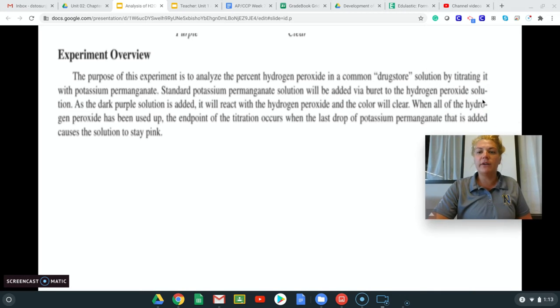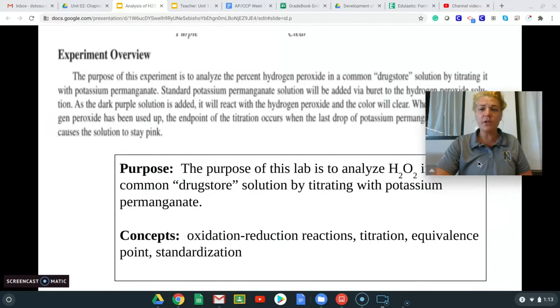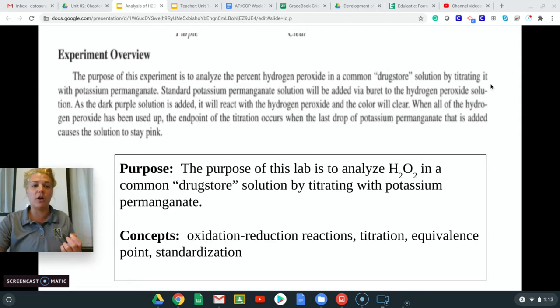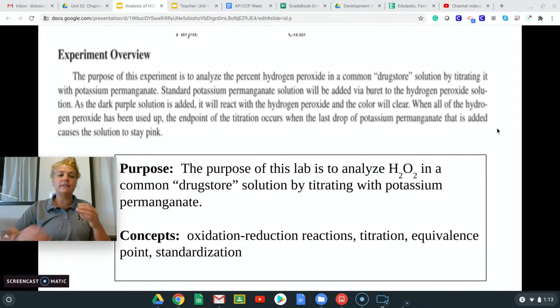Okay, so again, I'm not going to read all this, it's very wordy, but I'm going to pull out what I deemed important, and this is how your lab should be prepped. So by reading this, I saw that the purpose of this lab is to analyze H2O2 in a common drugstore solution by titrating it with potassium permanganate. The concepts that we're drawing on from chapter 4 are oxidation reduction reactions, titration, equivalence point, and standardization.